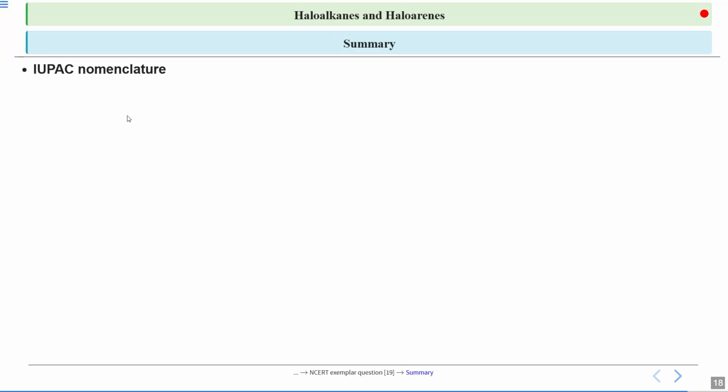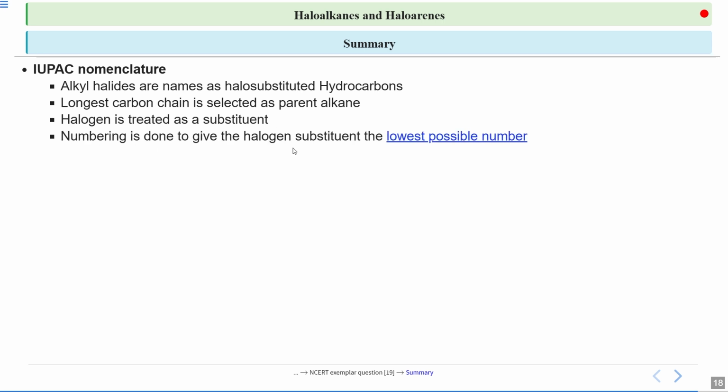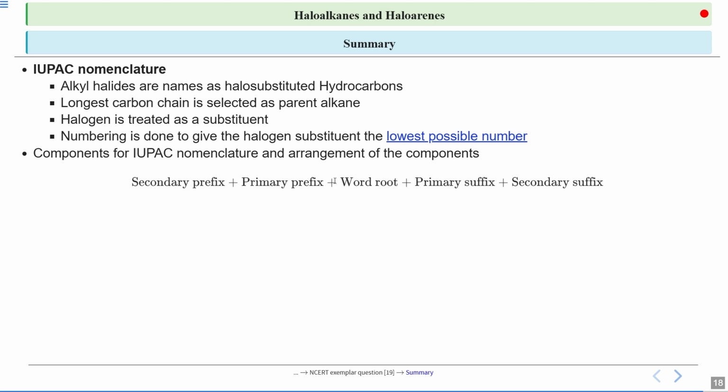Okay, let's see the summary. First of all, the IUPAC nomenclature. We have seen that alkyl halides are named as halo-substituted hydrocarbons, and then the longest carbon chain is selected as the parent alkane. Then the halogen is treated as a substituent. Numbering is done to give the halogen substituent the lowest possible number. We have also seen the components for IUPAC nomenclature and their arrangement, which is: secondary prefix comes first, then primary prefix, then word root, then primary suffix, and then secondary suffix.